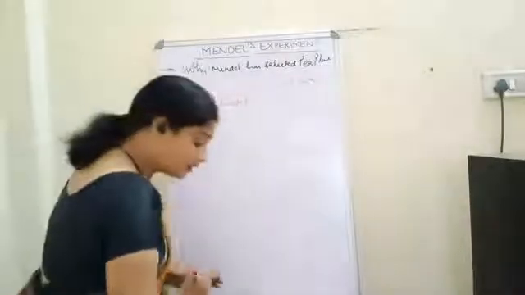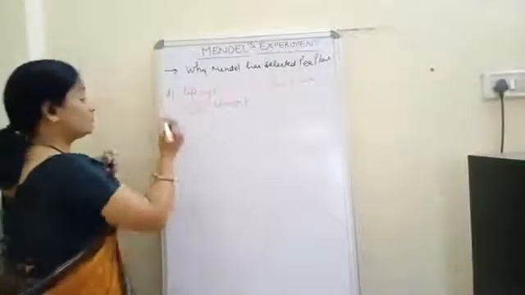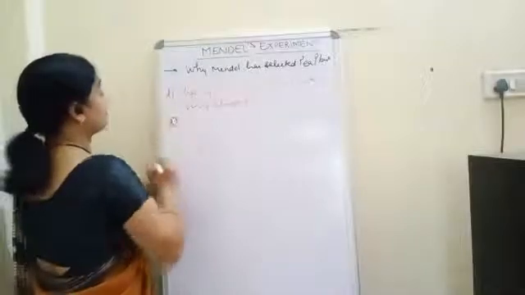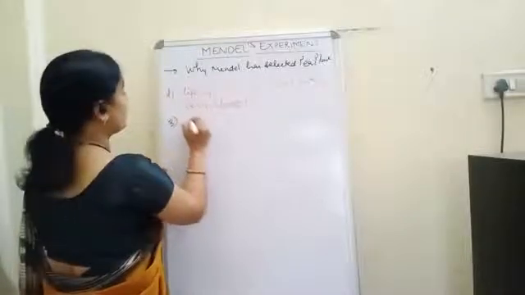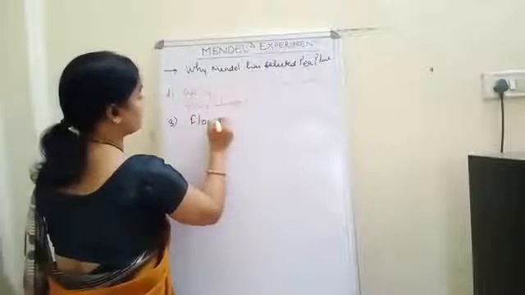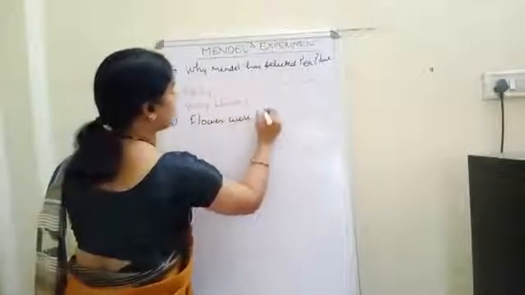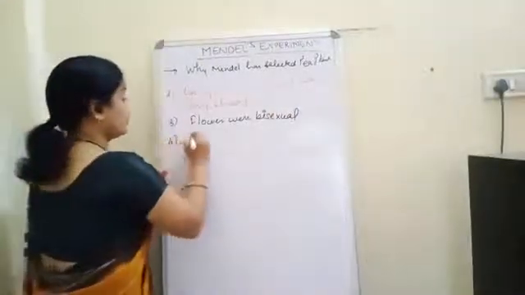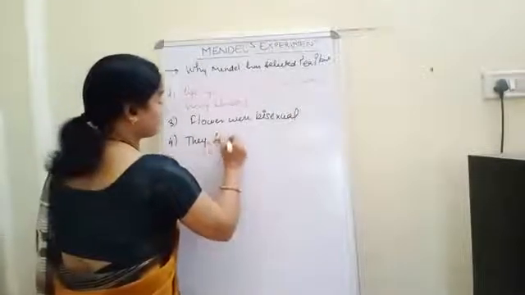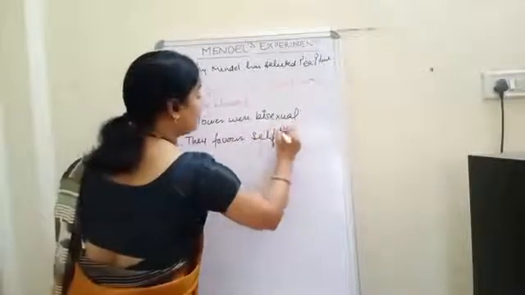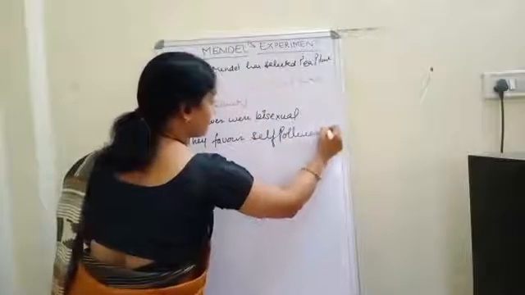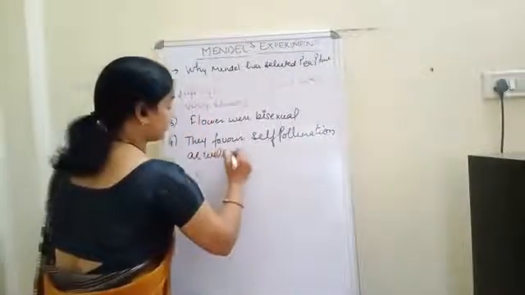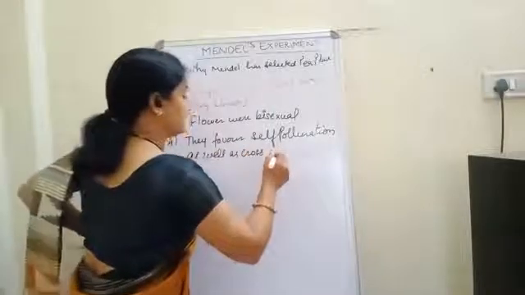Clear? Third important property or characteristic for choosing the pea plant was that the flowers were bisexual, and they favor self-pollination, as well as cross-pollination.